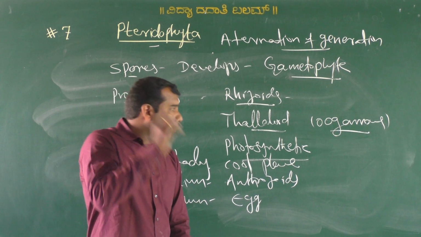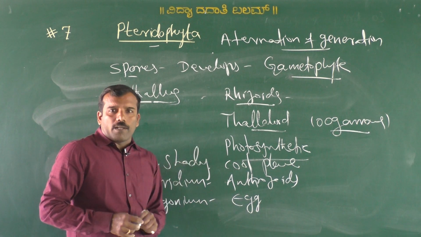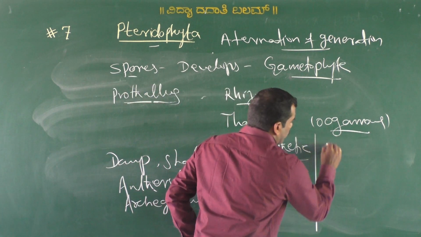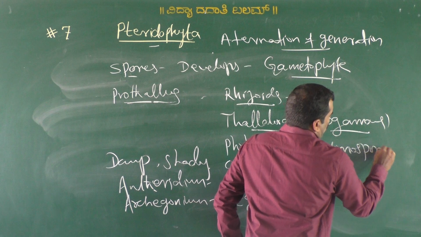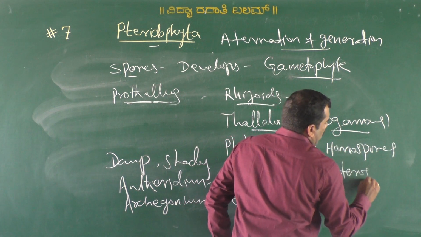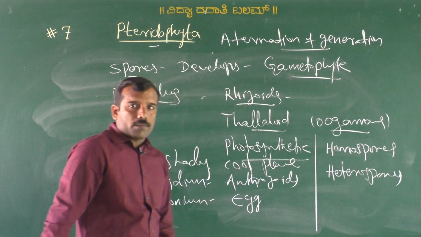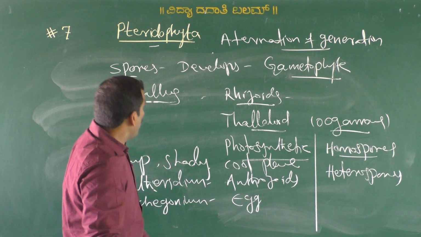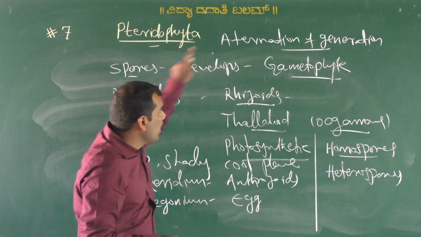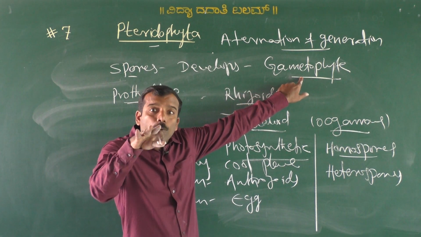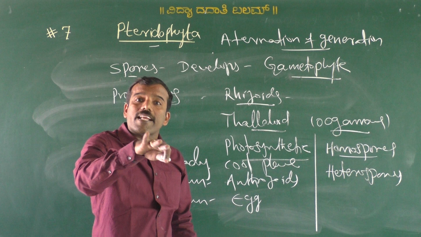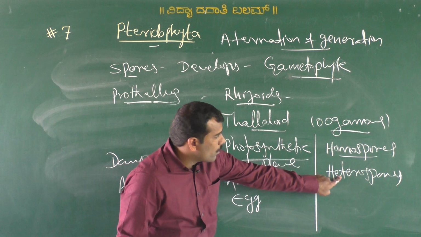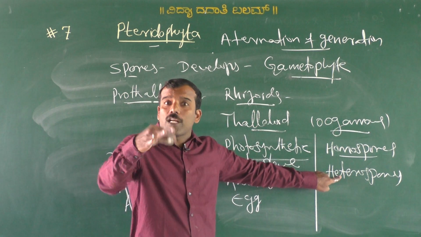Clear? And one more thing is, in pteridophyta, the spores may be homospores or heterospores. When the plant produces homospores, that spore develops into prothallus, that spore develops into gametophyte. That prothallus has both male and female sex organs in the same thallus. Clear?